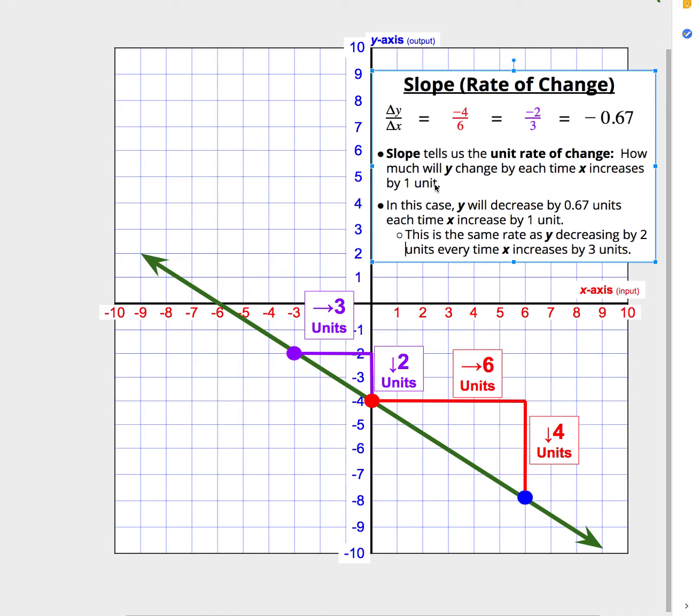Recall that this slope is telling us the unit rate of change, how much y is going to change by each time x increases by 1 unit. In this case, y is going to decrease by 0.67 units, or 2/3, every time x increases by 1 unit. This is the same rate as y decreasing by 2 units every time x increases by 3 units, and we would encourage you to leave slope as a fraction or a ratio instead of converting it into a decimal.